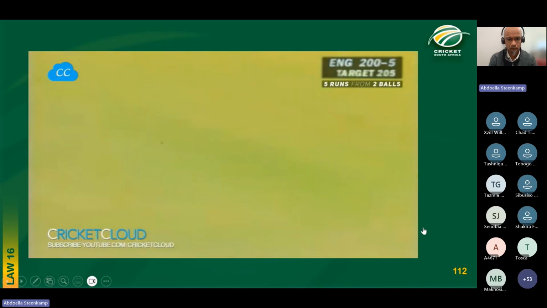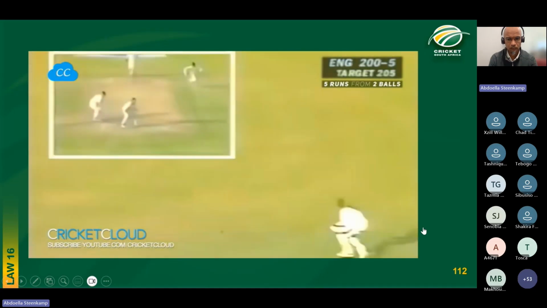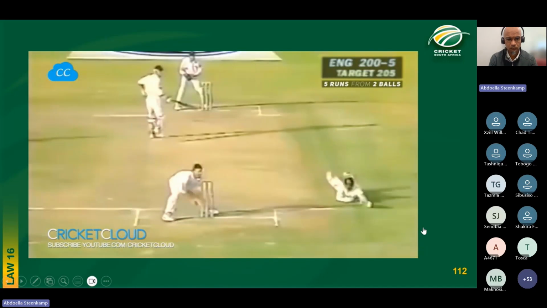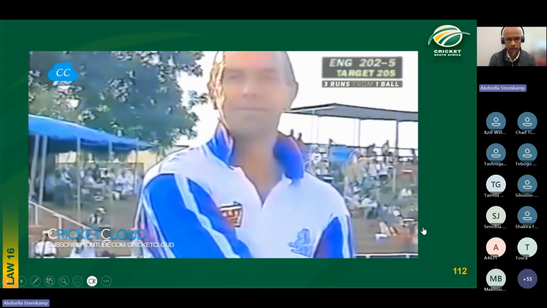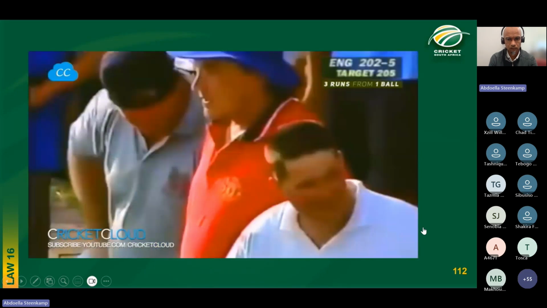Full toss. Knight can only get it away for 1. Gough will definitely come back for the second run. He's made it with a dive. Streak can't take the ball cleanly. England scramble 2. 3 to win off the last ball. We've seen one-day finishes all over the world. We've never seen a test match finish like this.